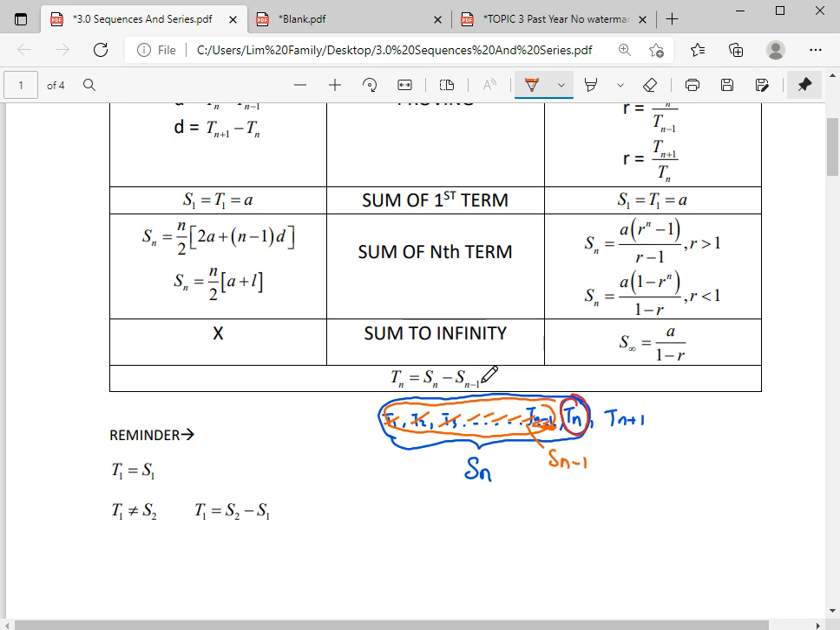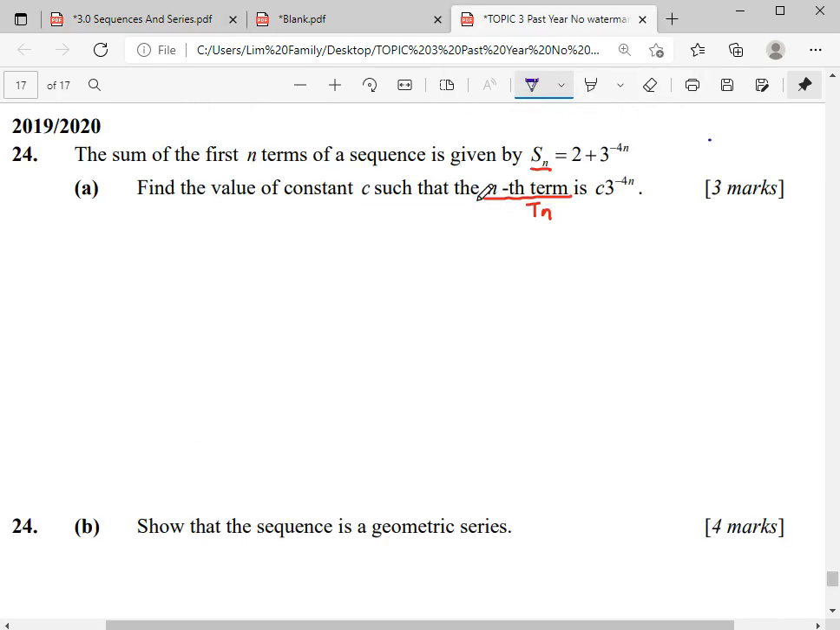So our concept is Tn equals Sn minus the sum before that. When you subtract the sum before that term, you leave Tn alone. Ia akan dapat term ni seorang-seorang saja. When you have this concept, we can apply it in question 24a. To find Tn, I need to do the sum up to n terms minus the sum up to n minus 1.